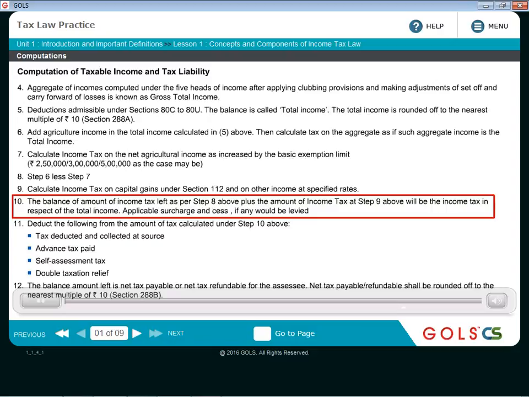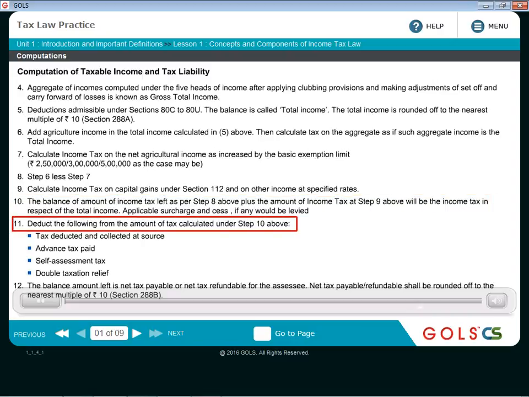Now for different categories of persons, different surcharges are applicable. So according to the category of person, the surcharge would be applied, and after calculating this, whatever the total amount is, that is tax plus surcharge plus cess, that will be treated as the total tax payable by the person.